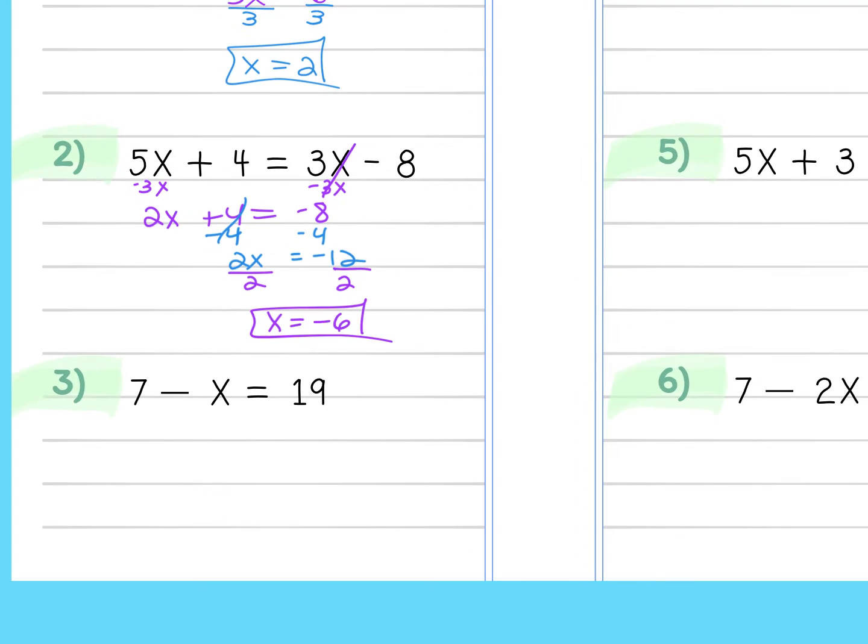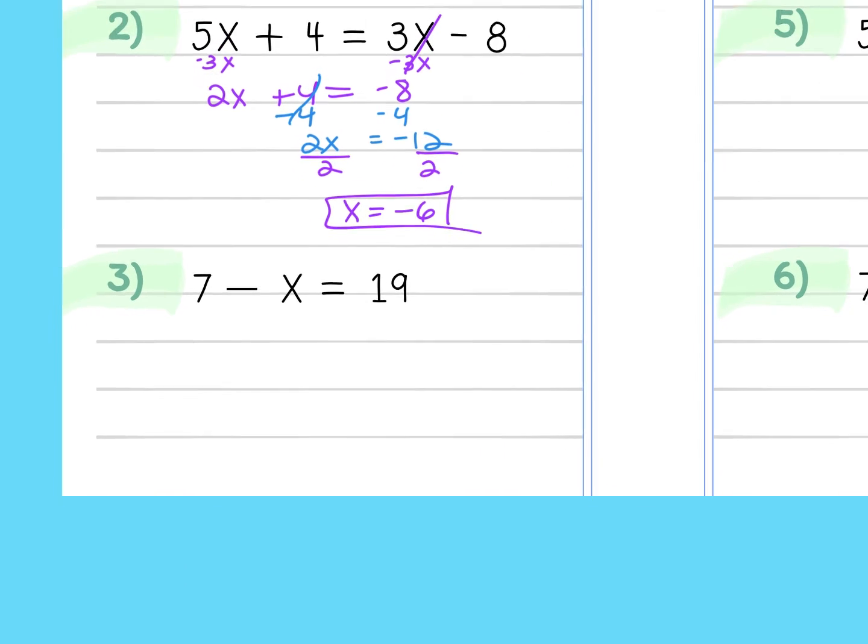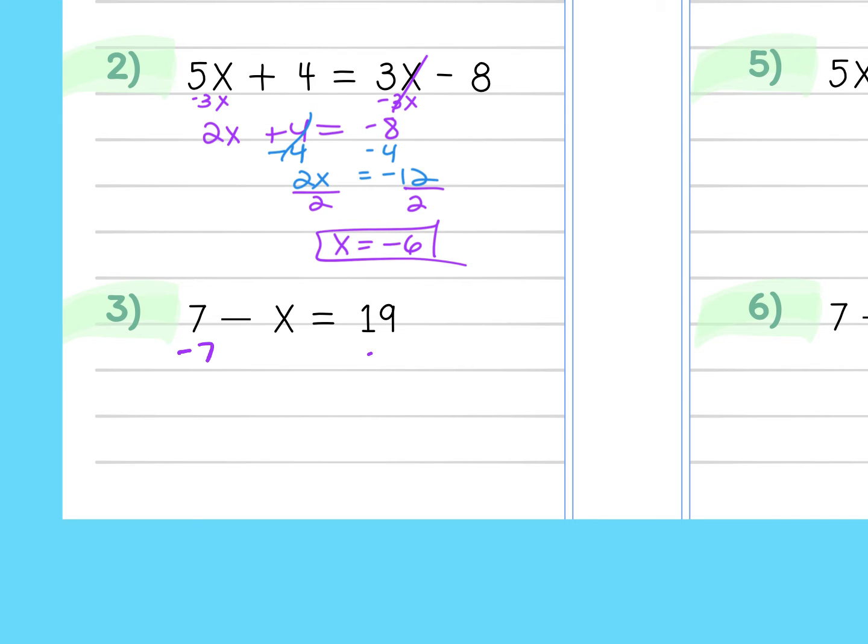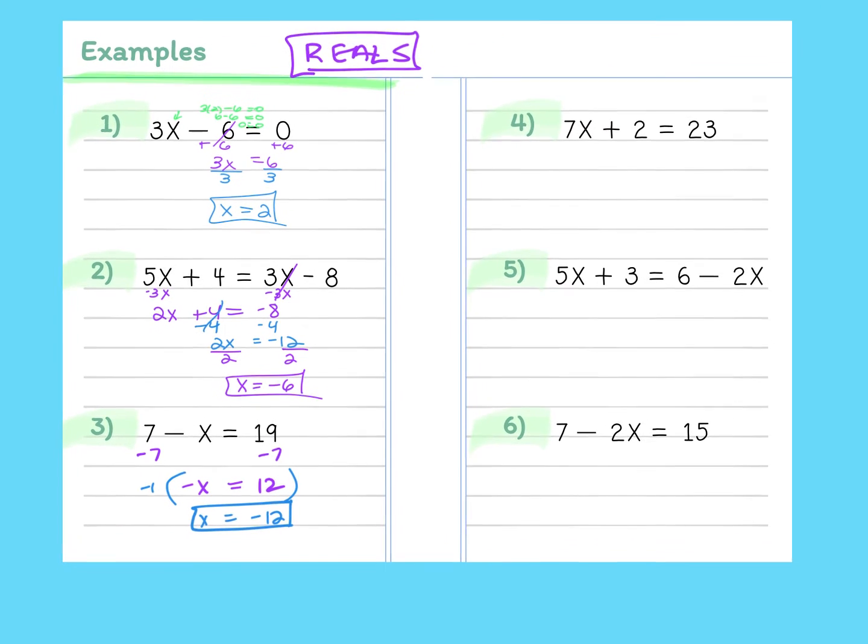For 3, what do I have to do? I can subtract the 7. I get negative x equals 12. Then what? Divide or multiply by negative 1. Either way, it's going to get rid of the negative on that side and bring it to the other side. Easy stuff. Yes? Okay, you do the right side.